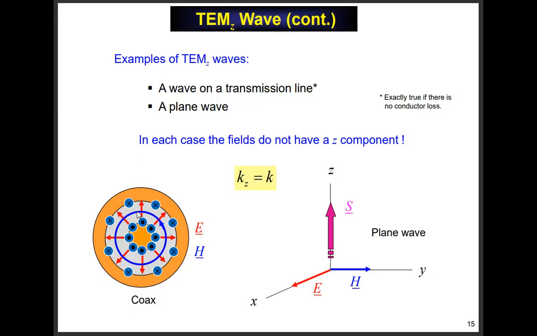And that will probably leak through and cause an even more teeny tiny EZ field inside the Teflon. People don't worry about it, but I just want to point out that if you're a purist, then it's not 100% TEMZ once you put practical loss in the conductors. But people don't worry about it. So I'm just going to say it's fair enough to say that for any transmission line, it's a TEMZ wave. That's good enough for our purposes. That makes sense?